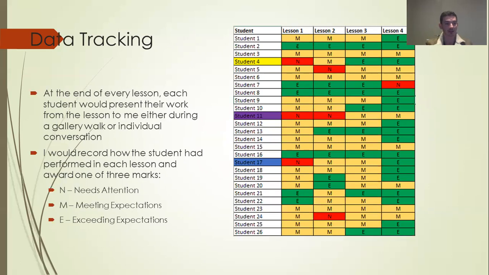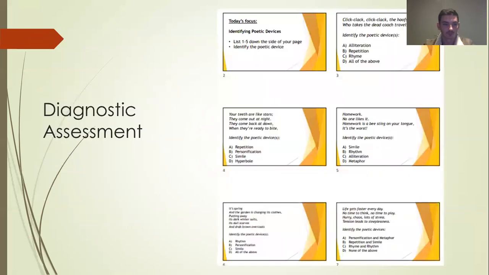In order to track evidence of student learning throughout the 4 lessons, I kept an Excel spreadsheet where I recorded how these students were performing at the end of each lesson. This was usually done during the gallery walk at the end of the lesson where I would be able to move around and check each student's work. And if it was a lesson when we did not do a gallery walk, I would have each student bring their work to me at the end of the lesson to be checked before they were allowed to leave. Students would be awarded 1 of 3 marks: an N for needs attention, an M for meeting expectations, and an E for exceeding expectations.